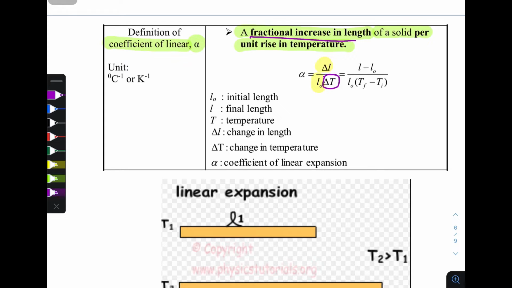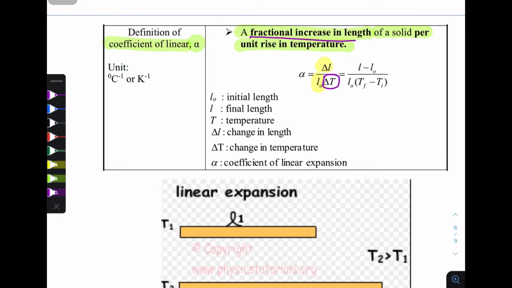Okey, daripada formula ni kita boleh keluarkanlah untuk dapatkan perubahan dalam panjang. Kita mesti ada L tolak L0. Okey, yang bawah ni L0 lah. Delta T ni pula kita kena carilah perubahan suhu. So kamu akan dapat T final tolak T initial. Okey, yang ini formula yang kedua lah.